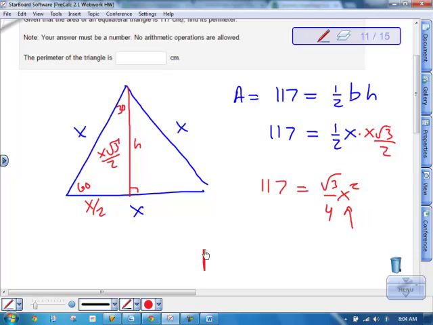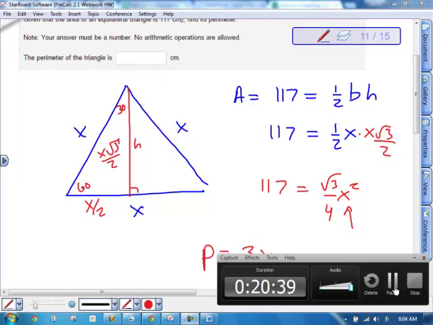Solve that for x. Once you find x, keep in mind that it asks for perimeter, and perimeter is going to be 3 of those x's, right? You get the whole perimeter. So once you find x, plug it in here, that'll be your answer.